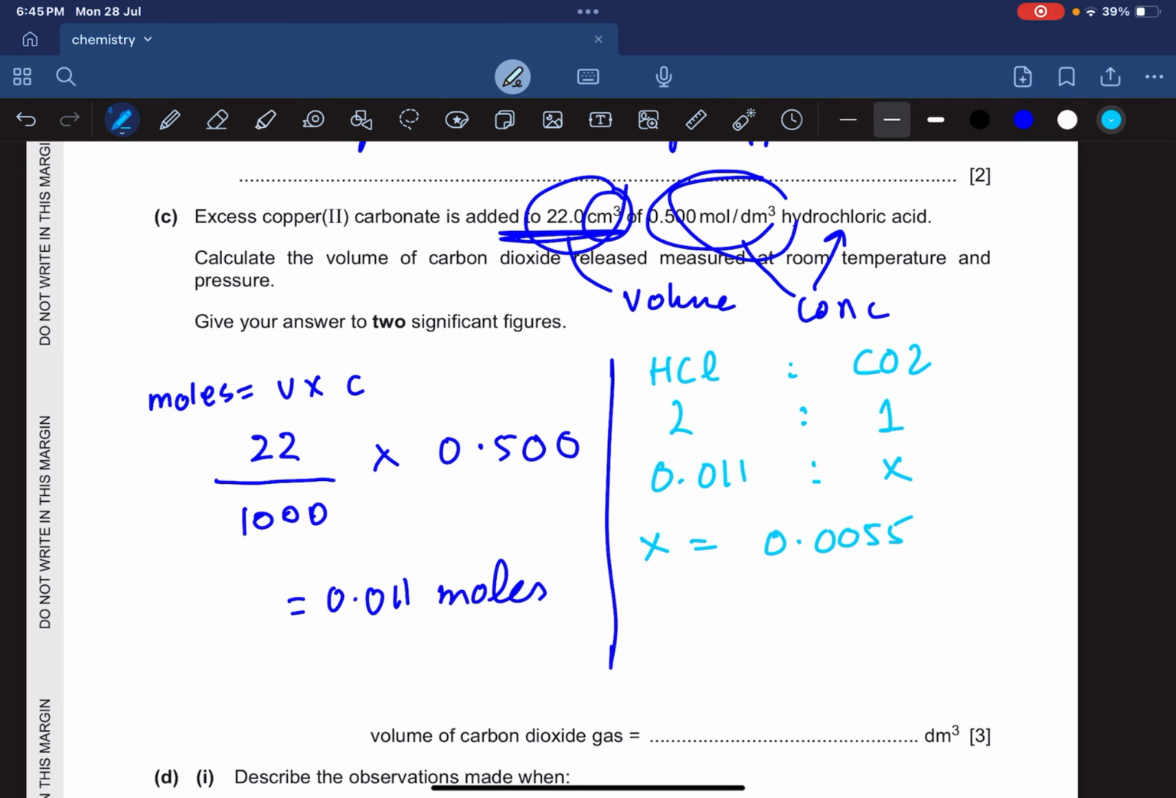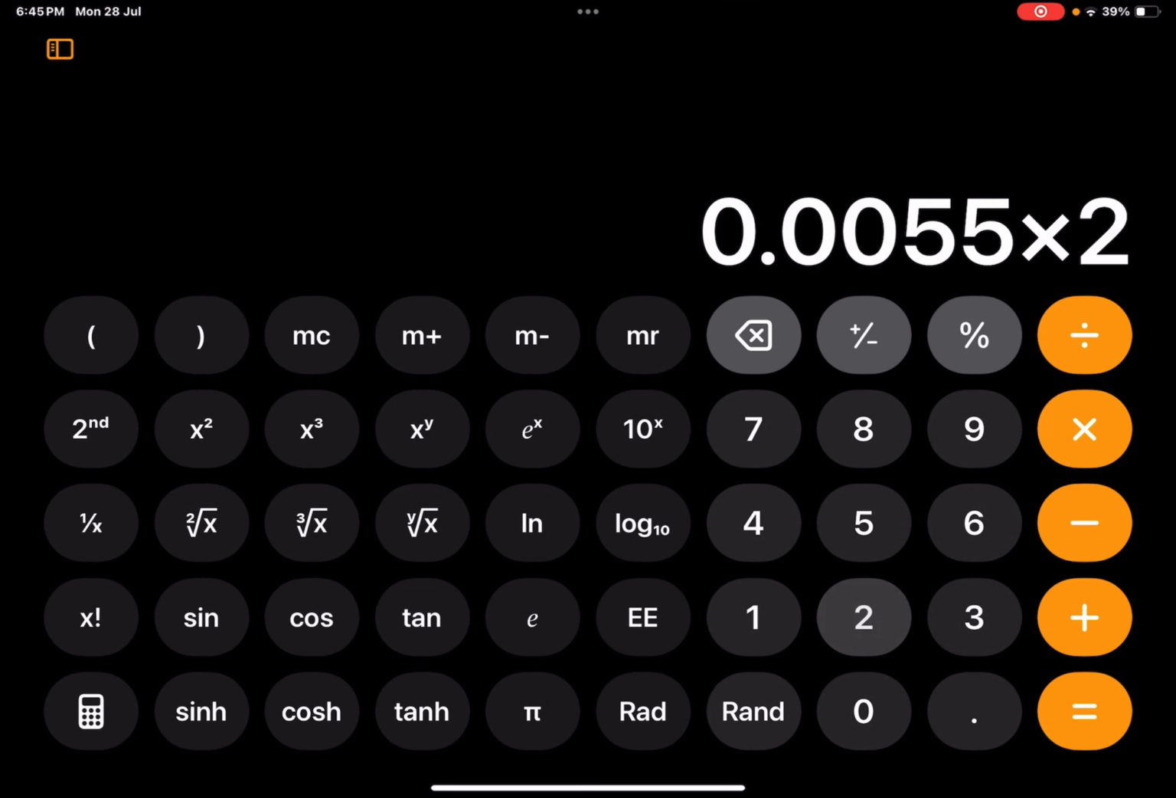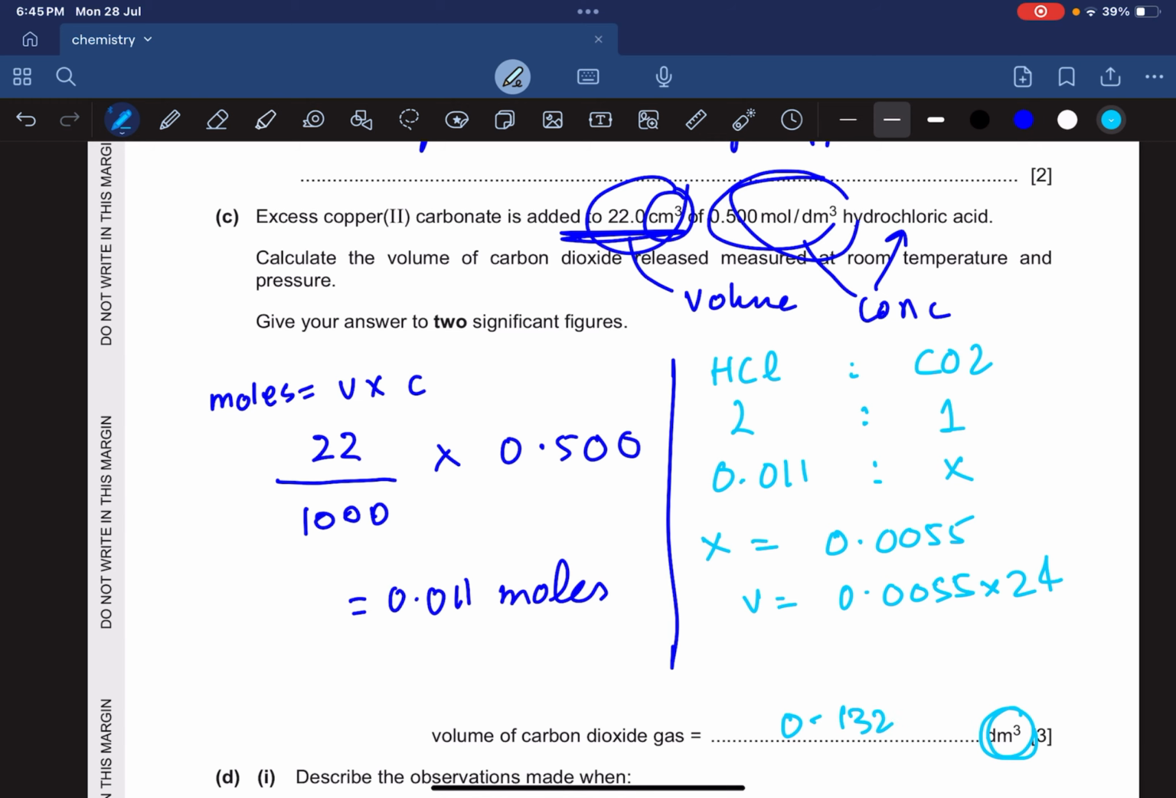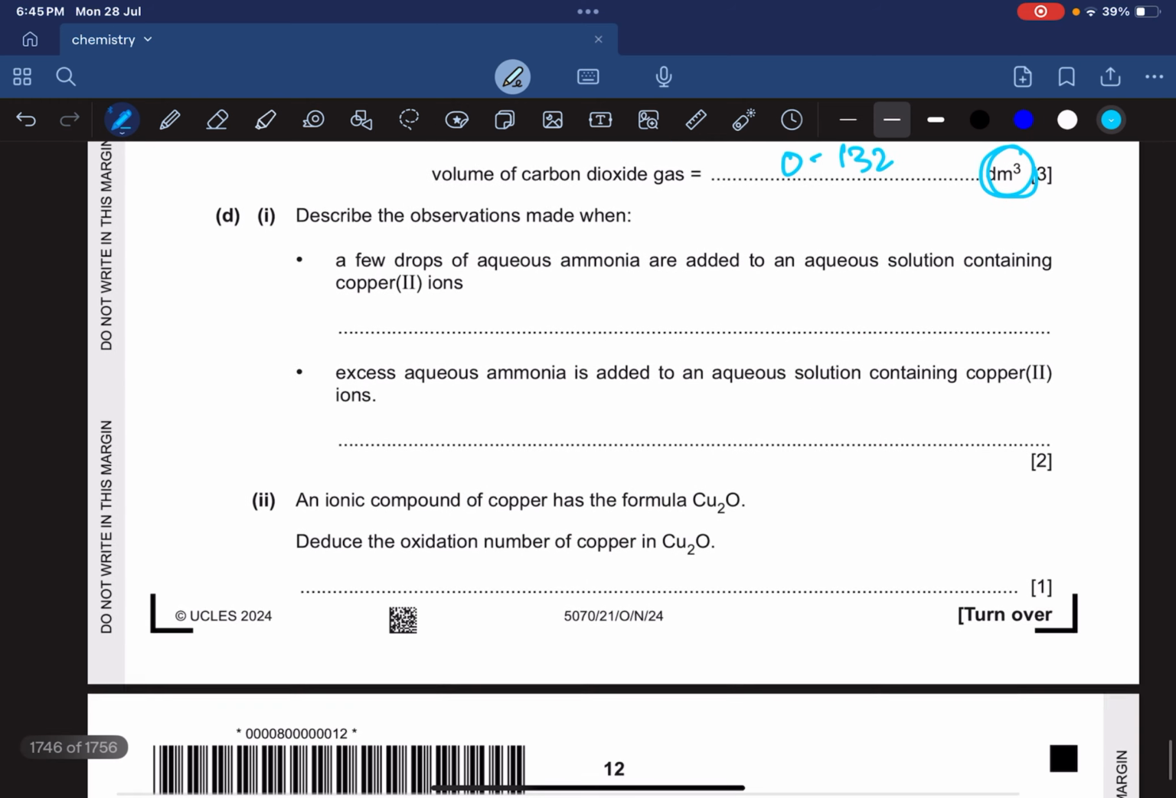Now we have the moles of carbon dioxide, and simply we find the volume, which equals moles times 24 if we want dm cube. If we want cm cube, it's moles times 24,000. So 0.0055 times 24 gives 0.132 dm cube. Describe the observation that is made.